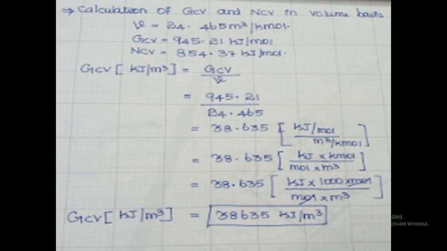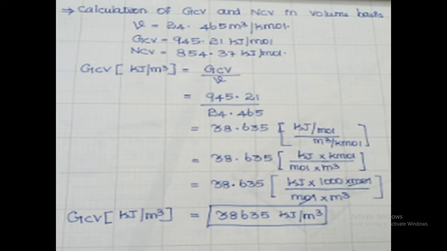Okay. So now we are going to calculate GCV and NCV on volume basis. In this problem, specific volume is given. Specific volume, that is small v, is equal to 24.465 metric cube per kilomole. This is the given data. GCV and NCV values are already calculated in terms of mole basis. GCV is equal to 945.21 kilojoule per mole, whereas NCV is equal to 854.37 kilojoule per mole. Refer to the previous slide. These are the calculated values in terms of mole basis.